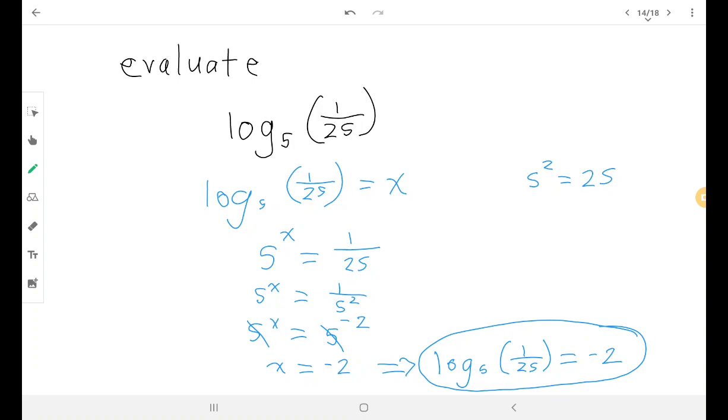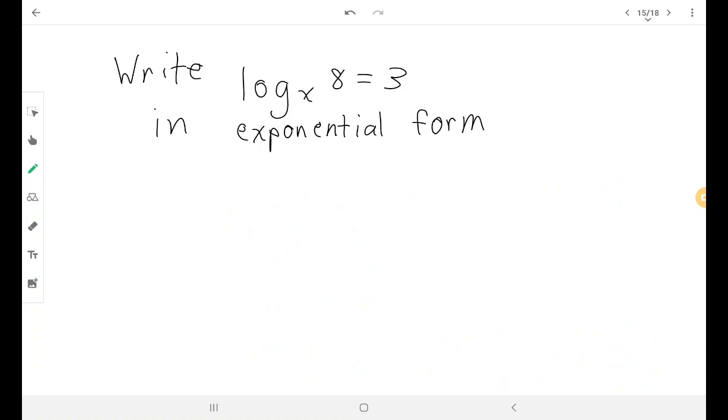And let's move on to the next question. All right, let's do what we've been doing, write this in exponential form. So remember, if you read it carefully, this is easy. Log base x of 8 equals 3. That means the base is x, and I raised it to this power to get 8. All right, I'll give you a moment to look at that. Maybe rewrite this 3 so it looks a little bit better.